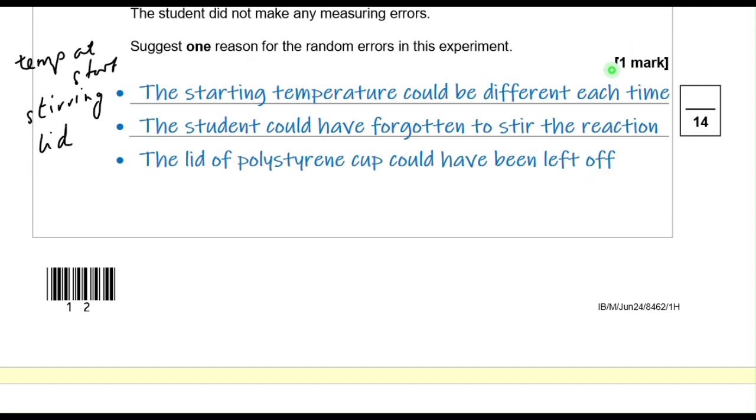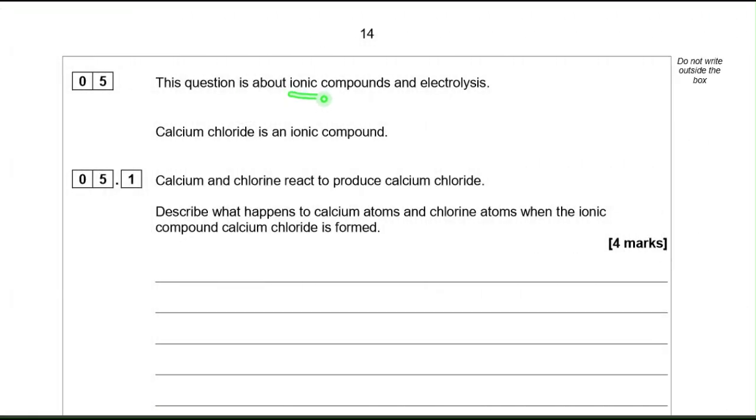Over the page. This question is about ionic compounds and electrolysis. Calcium chloride is an ionic compound. 5.1. Calcium and chlorine react to produce calcium chloride. Describe what happens to calcium atoms and chlorine atoms when the ionic compound calcium chloride is formed. This is for 4 marks.